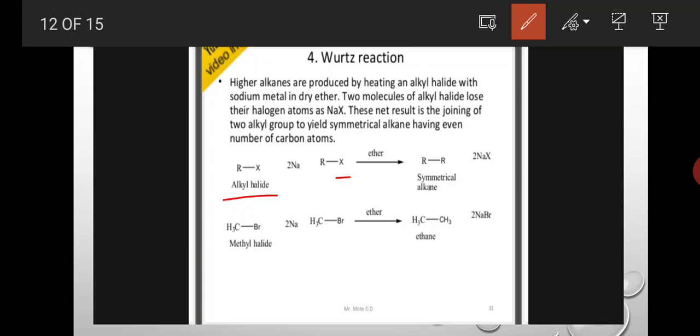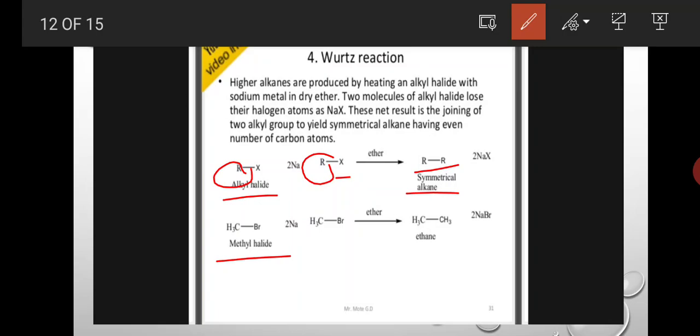These 2 moles of alkyl halides react with sodium metal in presence of dry ether and form higher alkanes or symmetrical alkanes. Here only one alkyl group is there in the reactant, but in the product two alkyl groups are there, so we can prepare higher alkanes from this reaction.